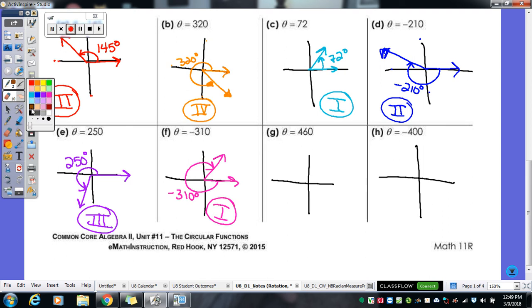So now for 460, it's going to go all the way around once, and that's going to be 360. And then how much more is it going to have to go? It's going to go around, and then it's going to go 100 more, so that's over in quadrant 2. So our terminal ray is in quadrant 2, and you've got that little spiral going around, showing that it's gone around one full time before it ends up there in quadrant 2.